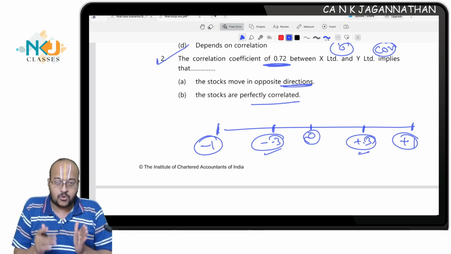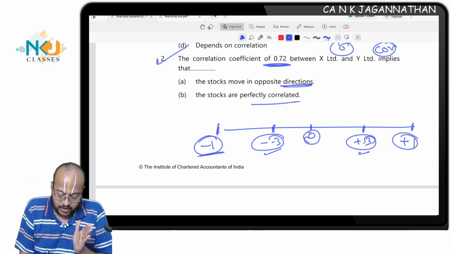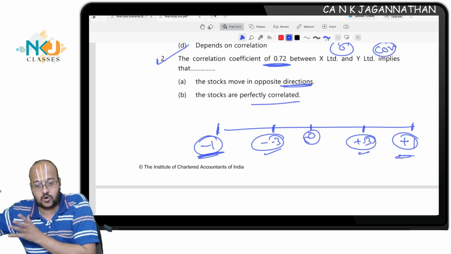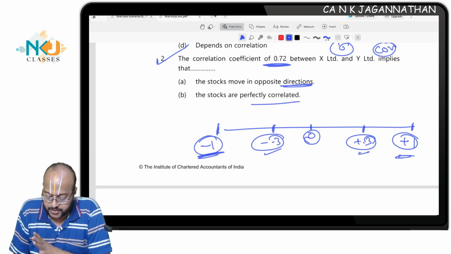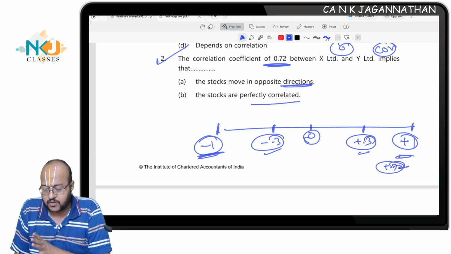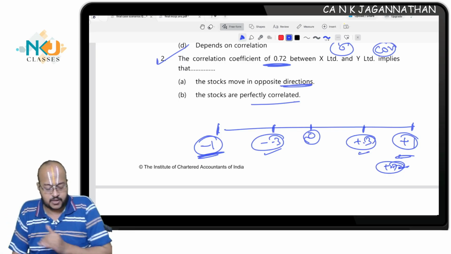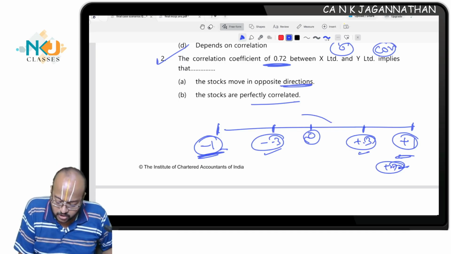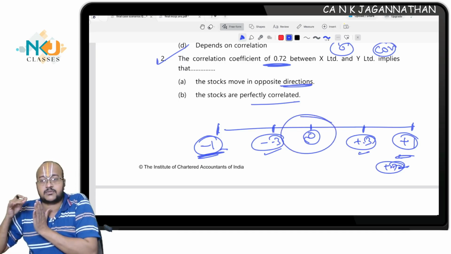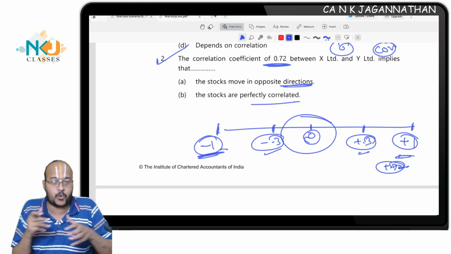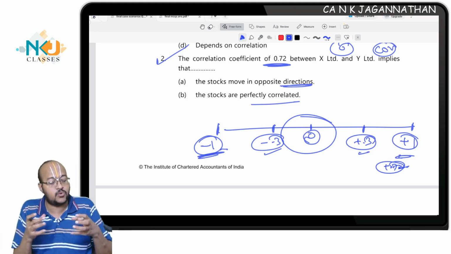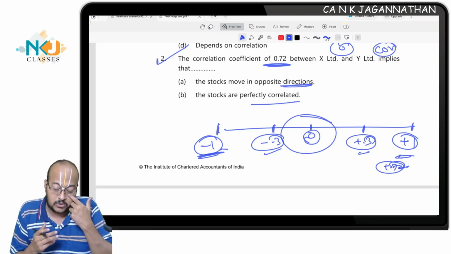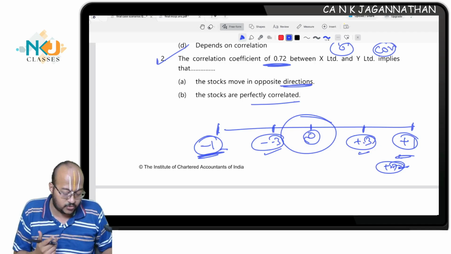And how near the number is to -1 or +1, positive or negative, this is believed to be strong. Are you understanding? Which means if it is 0.72, it has a strong positive correlation. If it is near -1, it is strong negative correlation. If it is near 0, say 0.1 or 0.2 compared to 0.7, it is loosely correlated. The strength of the correlation is not that much. That you need to understand.